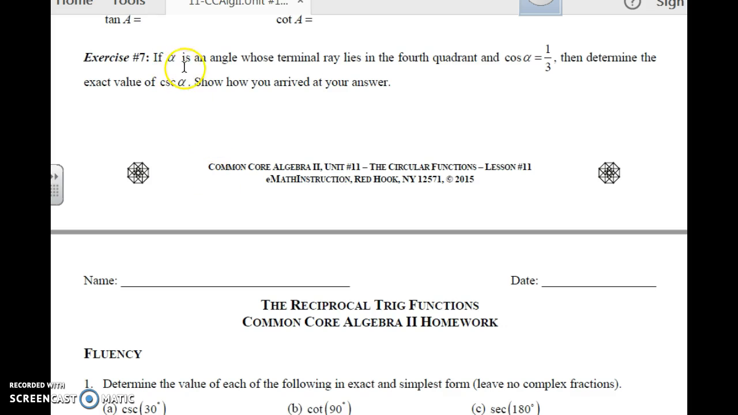All right, so if alpha is an angle whose terminal ray lies in the fourth quadrant and cosine alpha equals 1/3, then determine the exact value of cosecant alpha, and show how you arrived at your answer. So we'll work on this one in the next class. See if you can figure it out on your own.